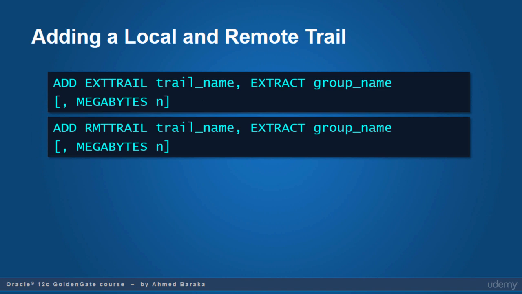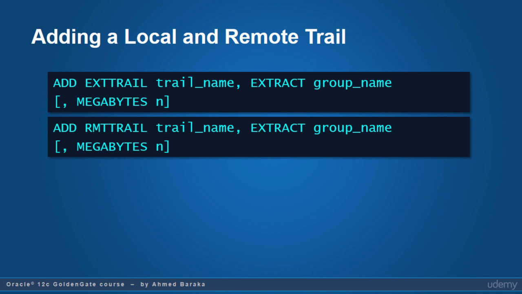So far, we have created the parameter file and created the process. Now it's time to configure the trail files. To create a trail file on the local system to be used by a primary extract process, use the command ADD EXTTRAIL. The syntax format of the command is simple. It is ADD EXTTRAIL followed by the relative or fully qualified path name of the trail, followed by the name of the extract group with which the trail is associated.